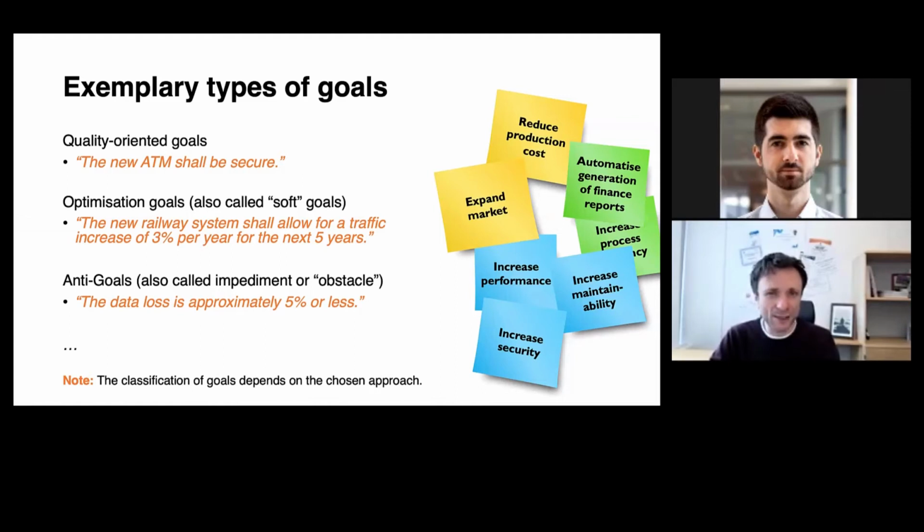Anti-goals are something quite interesting, because anti-goals come from a more negative perspective, and they define more thresholds which I may not bypass. For example, the data loss is approximately 5% or less.